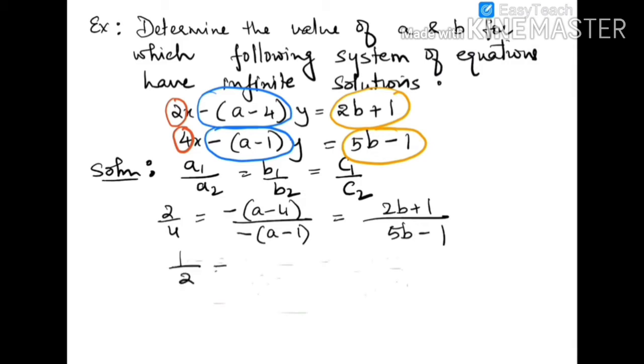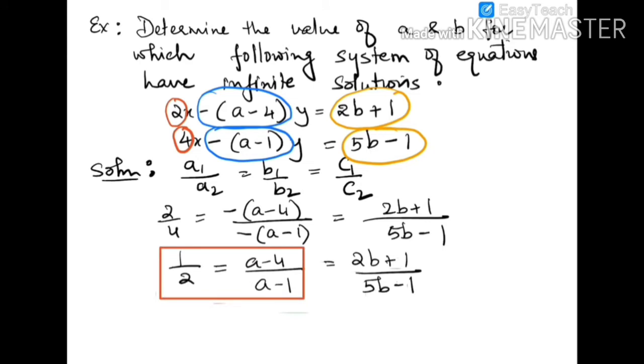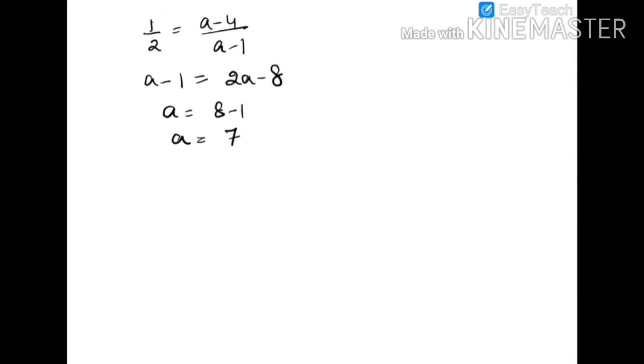So this is equal to 1 over 2 equal to (a minus 4) divided by (a minus 1) equal to (2b plus 1) divided by (5b minus 1). Now to find a, we will take these two fractions. To find b, we are going to take these two. So 1 over 2 is equal to (a minus 4) divided by (a minus 1). Now cross multiply, we get a minus 1 equal to 2a minus 8. So a is equal to 8 minus 1, which is equal to 7.